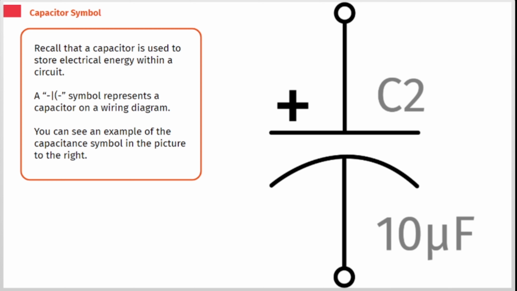Recall that a capacitor is used to store electrical energy within a circuit. A straight line, curved line within dashes symbol represents a capacitor on a wiring diagram. You can see an example of the capacitance symbol in the picture to the right.